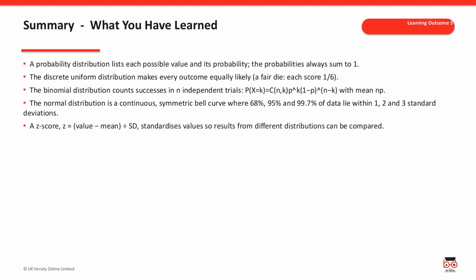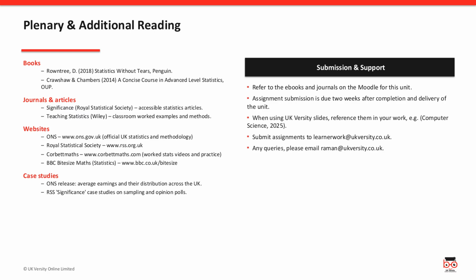The normal distribution is a continuous symmetric bell curve, where 68, 95, and 99.7% of the data lie within 1, 2, and 3 standard deviations of the mean. And a z-score, the value minus the mean over the standard deviation, standardizes values so results from different distributions can be compared. And that completes both this outcome and the whole Foundations in Statistics unit, from measures of spread all the way to the normal curve.